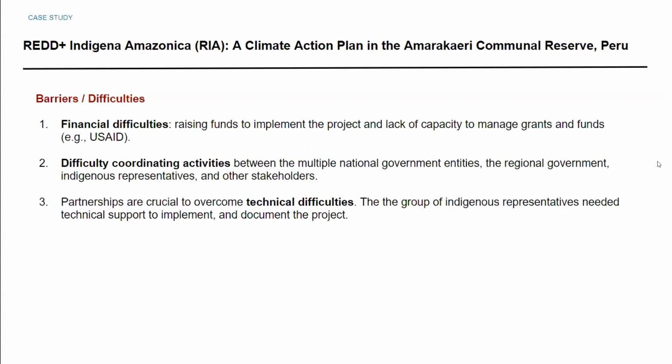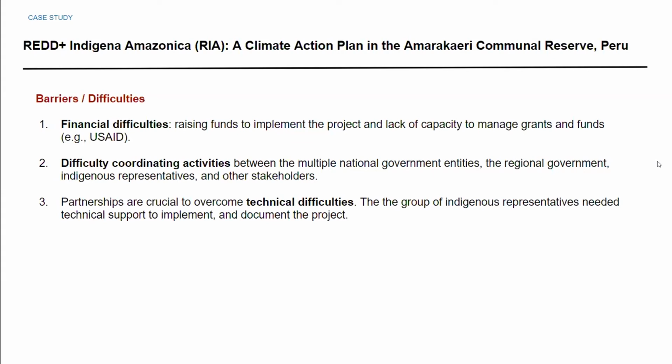In terms of barriers or difficulties, there is always a financial difficulty raising funds to implement the project and the lack of capacity to manage grants and funds. For example, USAID is a big one where they can't manage the funds, that there is money for these kind of projects. So what has been key in this has been partnerships with civil society, which has also, another difficulty is the technical difficulties in monitoring and implementing all the activities that they have framed in their master plans and life plans and conservation agreements.